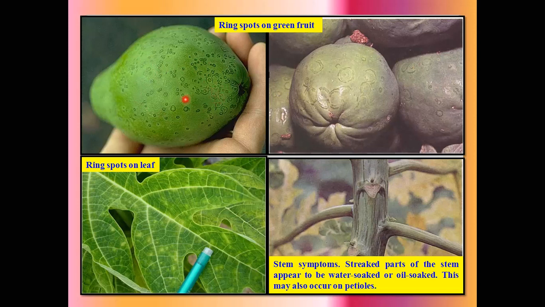The ring spots, dark green concentric rings, develop on the leaf portion as well as the fruit portion, and streaks are generally seen on the stem portion. That's why this disease is known as ring spot disease. Regarding the mosaic, leaf curl, and ring spot viruses, 90% of the symptoms are the same.